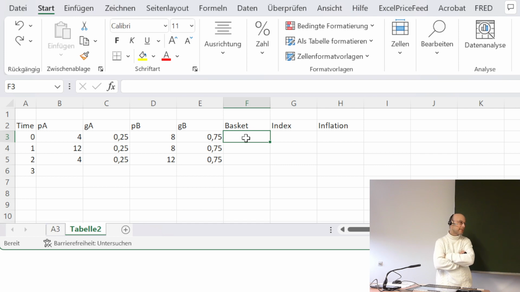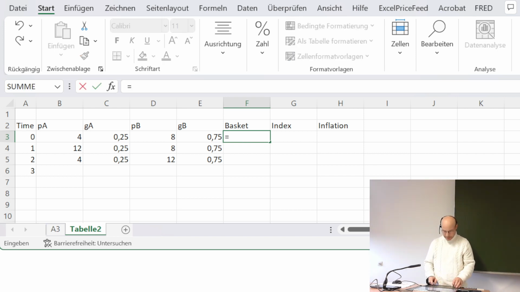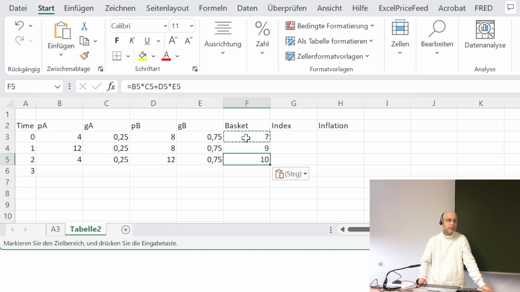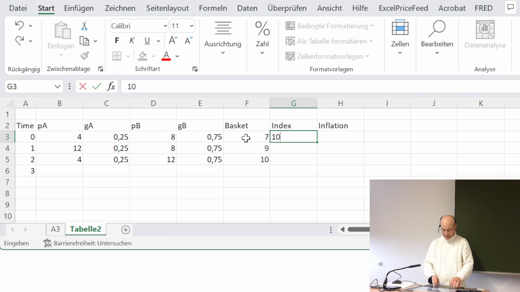So the value of the basket is defined as prices times weight plus price times weight. Okay? So this is 4 times 25% is 1 plus 8 times 75% is then 7. And this one we do for all 3 years. Again, let's choose just an index, 100, for this first year.